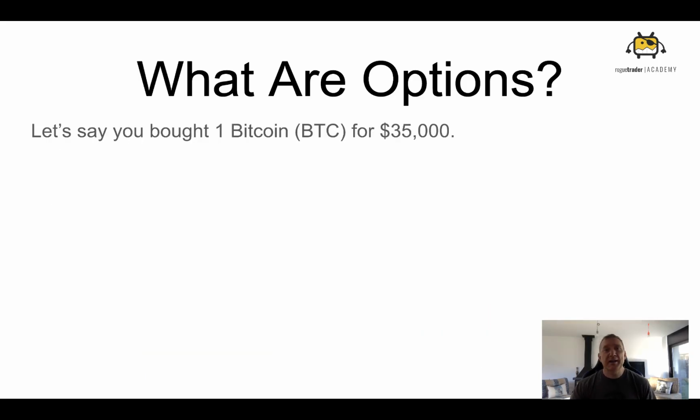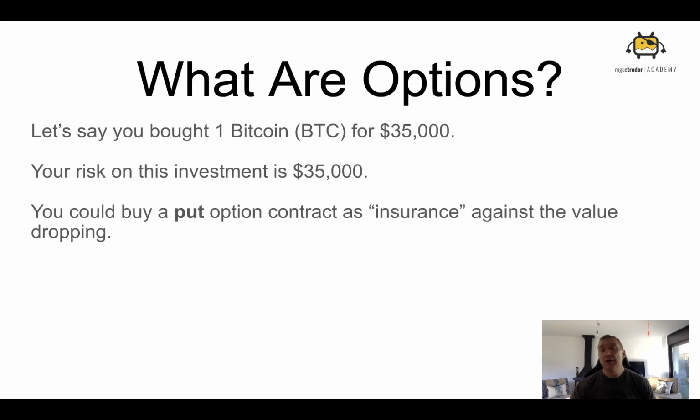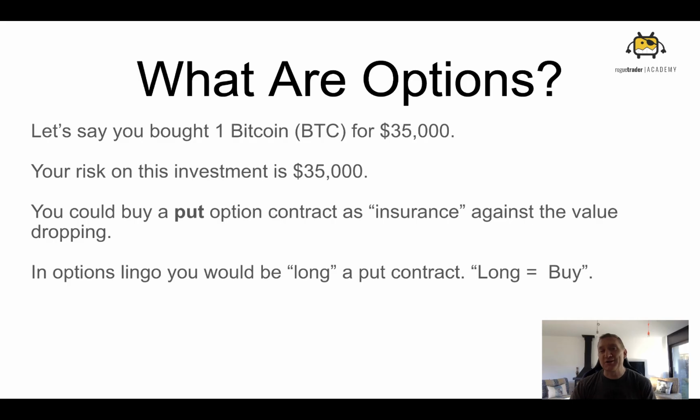So let's just say you happen to buy Bitcoin and you bought it at $35,000 and you own one Bitcoin. Well, your risk on that investment is $35,000 because it could go down to zero, right? You could lose everything. Who knows, right? You could buy what's called a put option as insurance against the value dropping. So in options lingo, you would be long this put contract. Long just means you buy. You bought something. You bought a call, you bought a put.